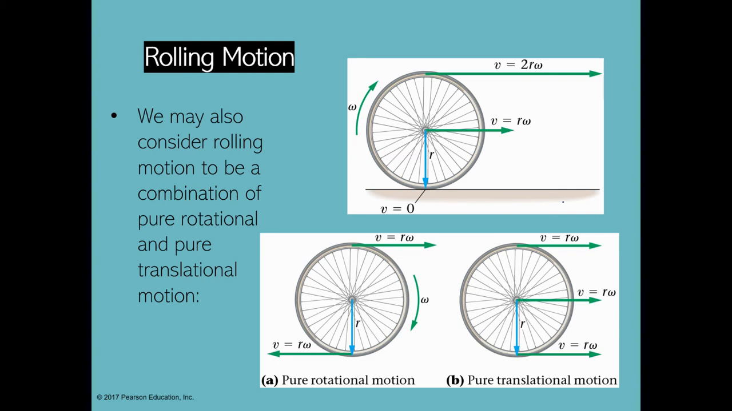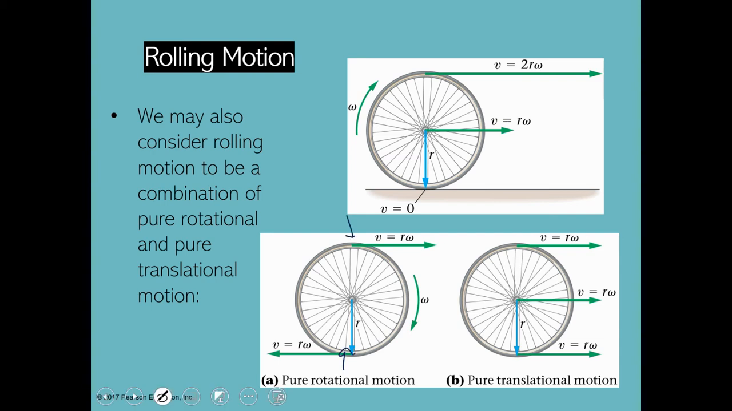Rolling motion can also be considered to be two pure forms of motion. That's pure rotational motion and pure translational motion. So what does that mean? In pure rotational motion, we see the velocities at the top, so here and here.